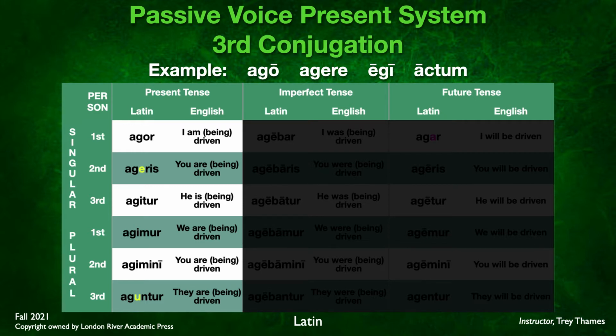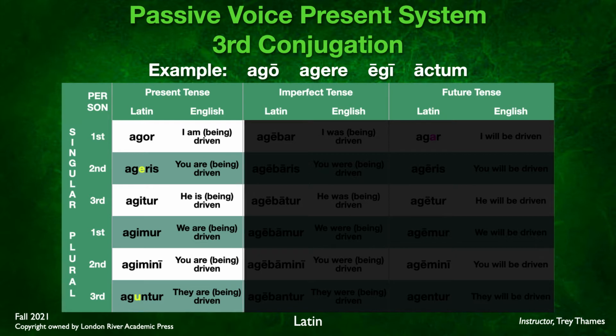So that's present tense. And if you look at how we translate this for passive voice present tense, it's I am driven, or you could say I am being driven. You are driven, he, she, it is driven. We are driven, you all are being driven, or you all are driven, and they are driven. So this is the passive present tense for I go.